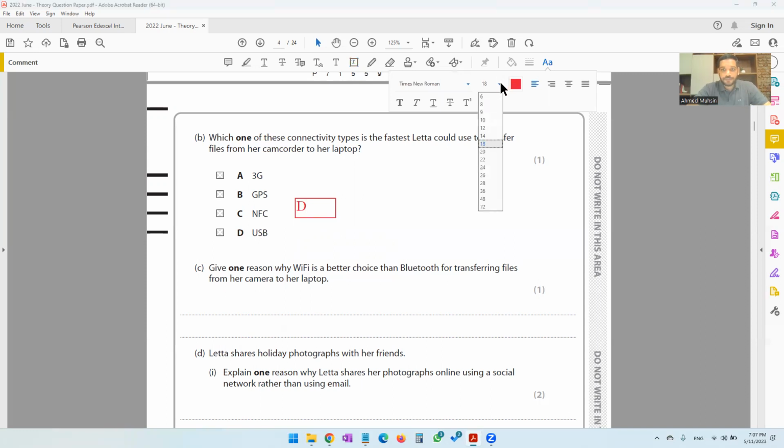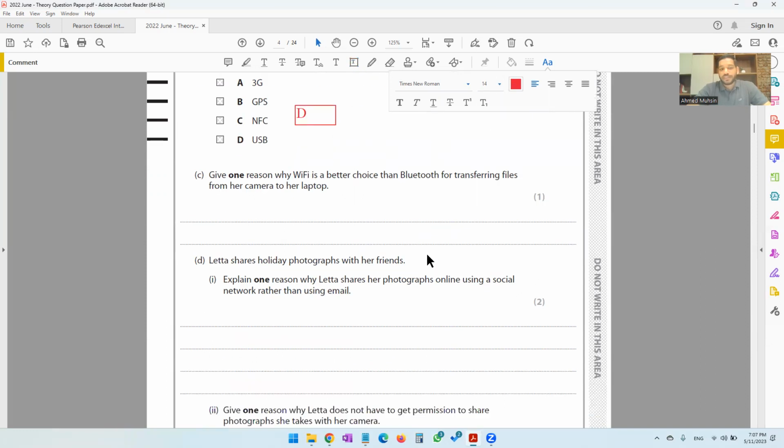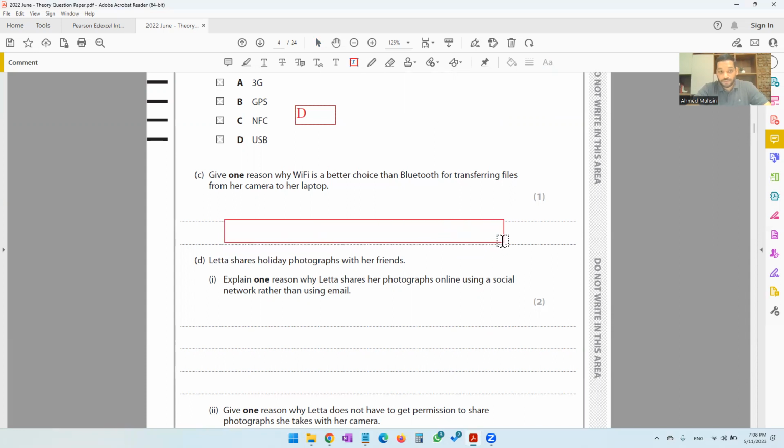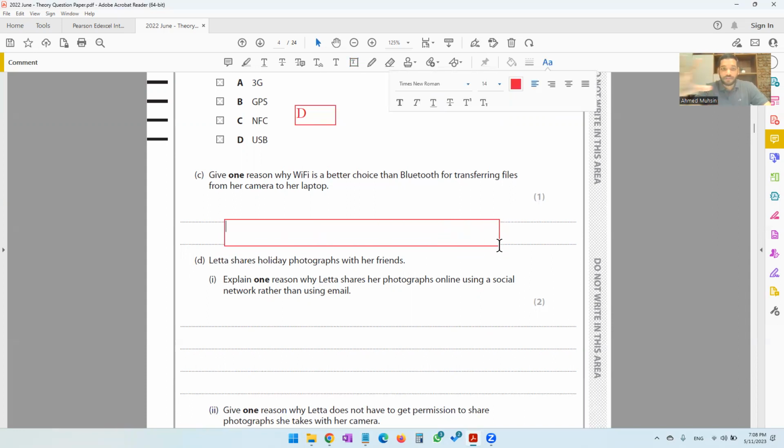Moving on to the next one, it says, give one reason why Wi-Fi is a better choice than Bluetooth for transferring files from her camera to her laptop. There are multiple reasons why Wi-Fi is better. Number one is Wi-Fi has a higher bandwidth than Bluetooth, which means it can transfer more data every second than Bluetooth can. The second reason is Wi-Fi has a longer range, which means the distance between her camera and her laptop can be much more in Wi-Fi than in Bluetooth.